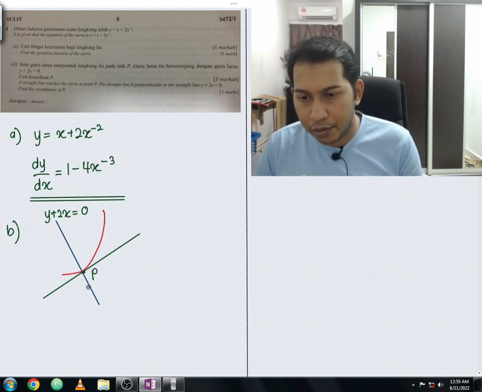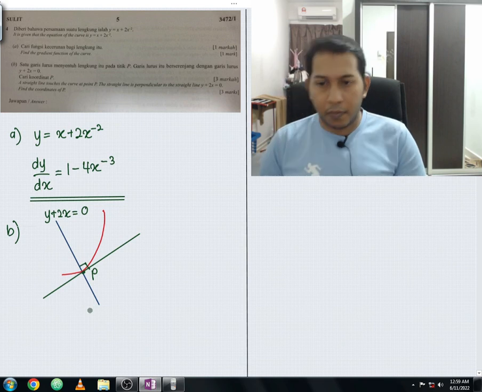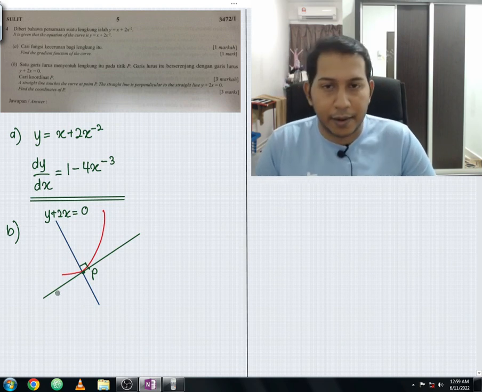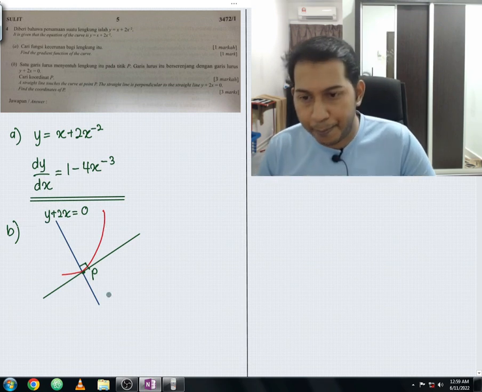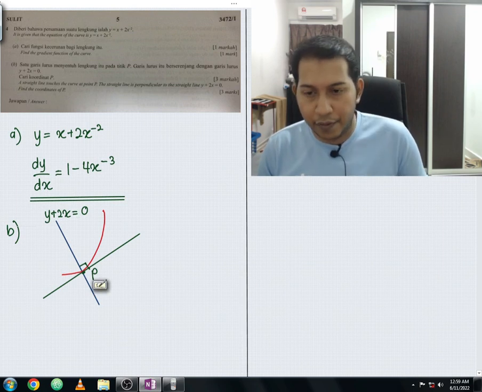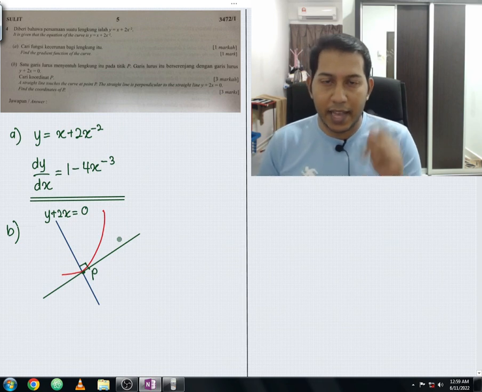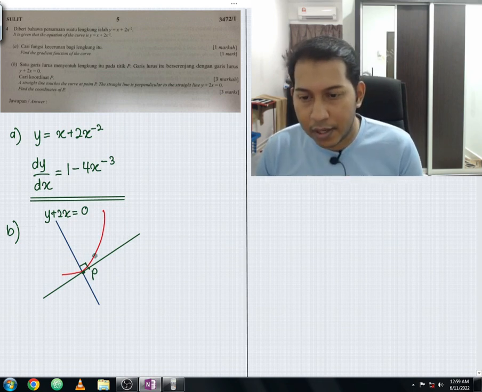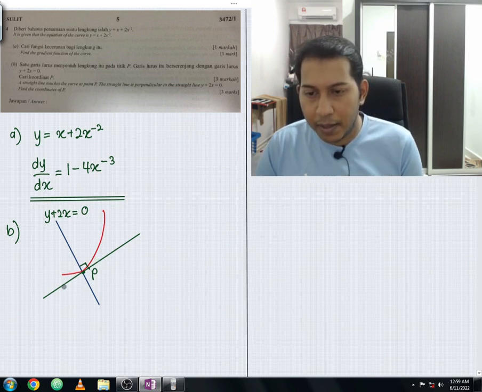So we have two straight lines, and by the way, the blue line and the green line are perpendicular to each other, 90 degrees. Now the first step is we need to find the gradient of the other straight line, in this case the gradient of the green line. That will be our first step, guys, in order for us to find the coordinate P.